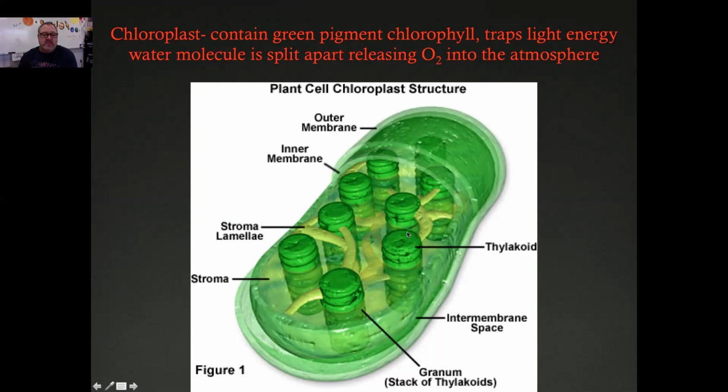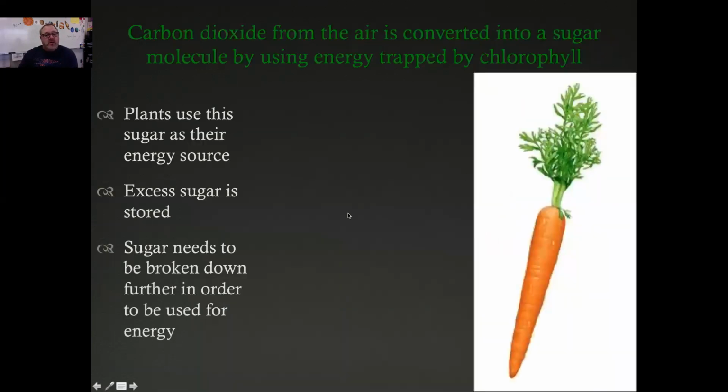Just a minute ago, I was talking about the thylakoids. These are little disc-looking structures inside the chloroplast, and these stacks are what we call grana, or an individual one would be a granum. It's in this little tiny thin membrane where this process is happening. Carbon dioxide from the air gets changed into a sugar molecule, and then that sugar molecule gets taken elsewhere to be used.